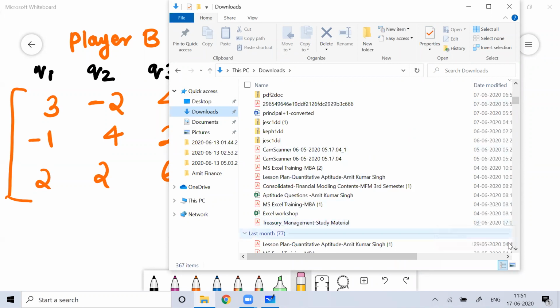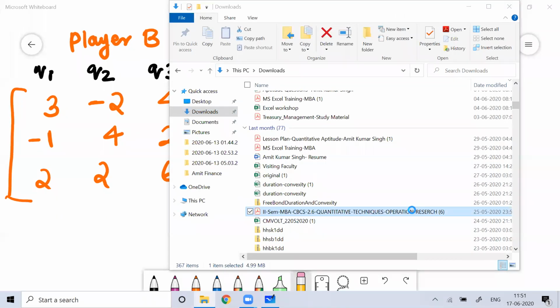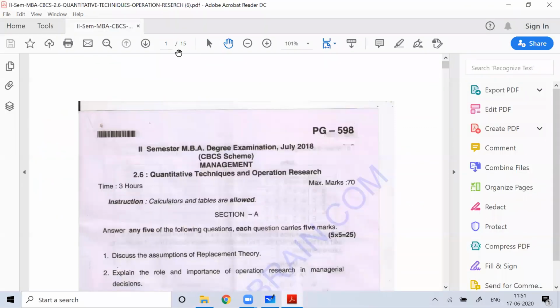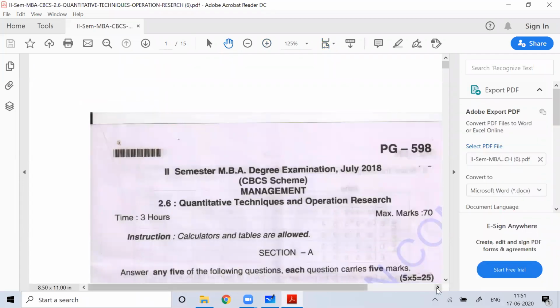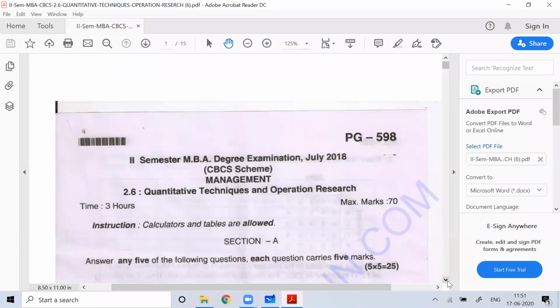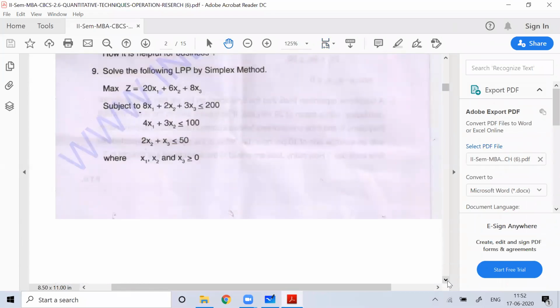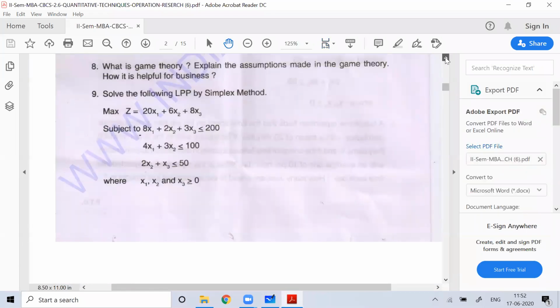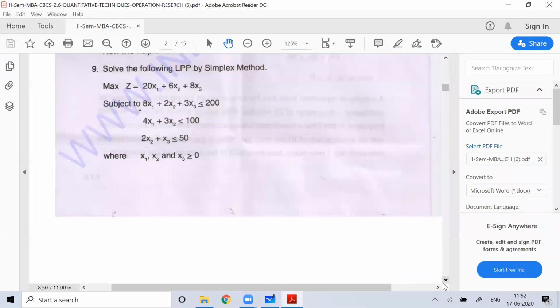where is the question paper? So this is your question paper. If you open the question paper for your exam with regard to game theory, you can see this theory question came: What is game theory? Explain the assumptions made in game theory. How is it helpful for business? The theory part I have already done in the first class.